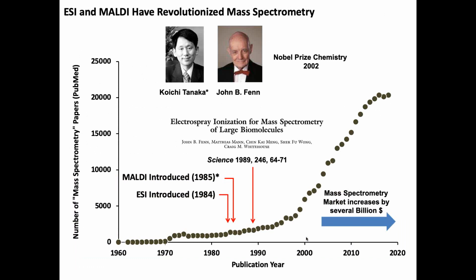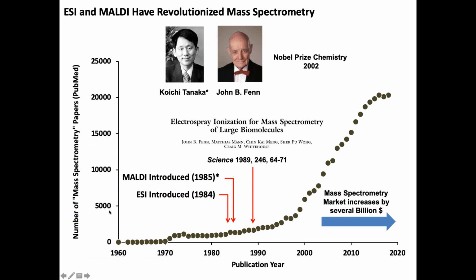And these are the two gentlemen who really ushered that in, or the two main guys that got recognized for the Nobel Prize, Koichi Tanaka and John Fenn, our own John Fenn here at VCU, who's no longer with us, but of course that's when he won the Nobel Prize while he was in chemistry here.